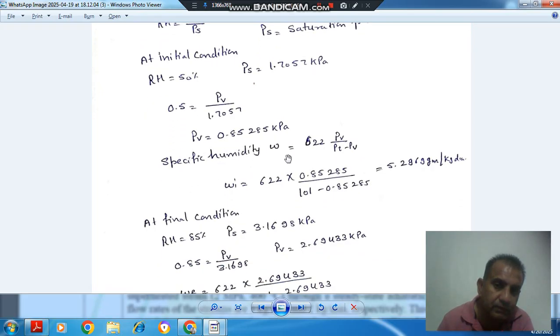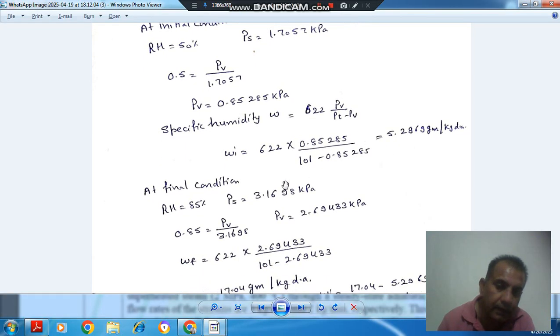And the formula for specific humidity is 622 PV by PT minus PV. So PV is 0.85285 and PT is 101, the total pressure at the initial condition. So from this we can find out omega I. Omega I is the initial specific humidity, that is 5.2969 gram per kilogram of dry air.